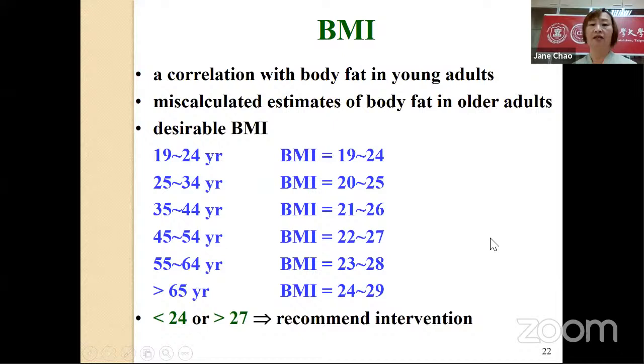And there's a strong correlation. BMI has a strong correlation with body fat in young adults. However, BMI probably is not a good indicator for nutritional status in the elderly, because the calculation of BMI should have two parameters. One is body weight, the other is height.